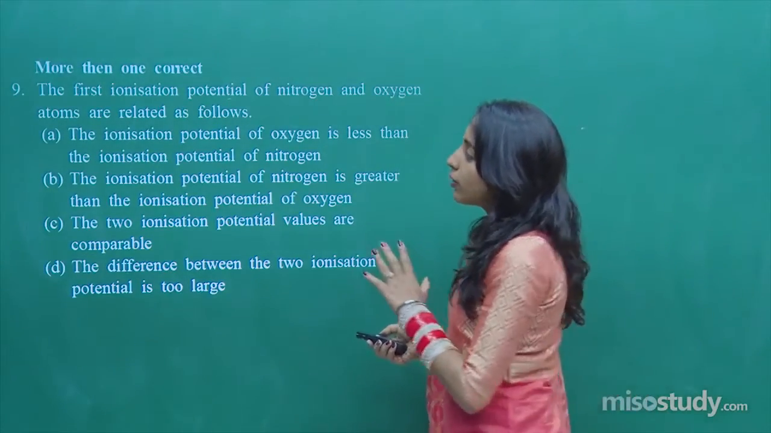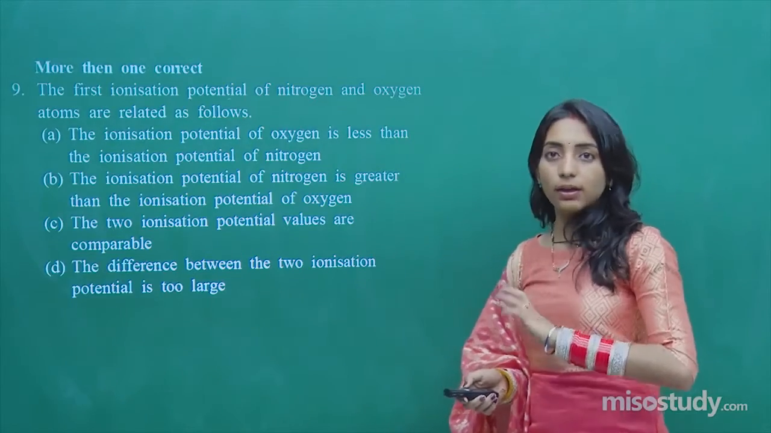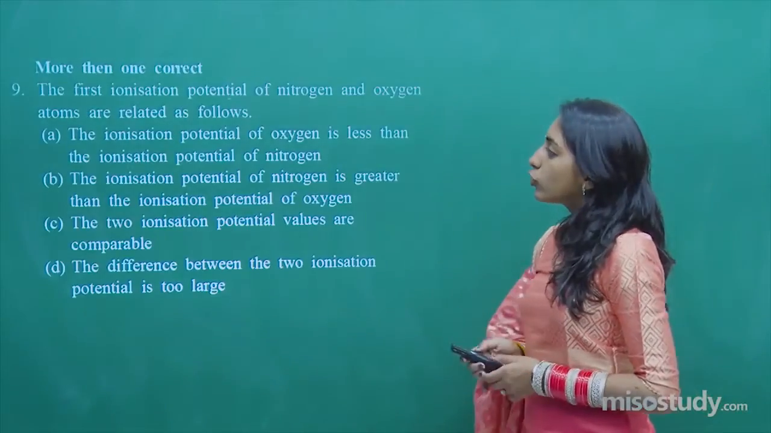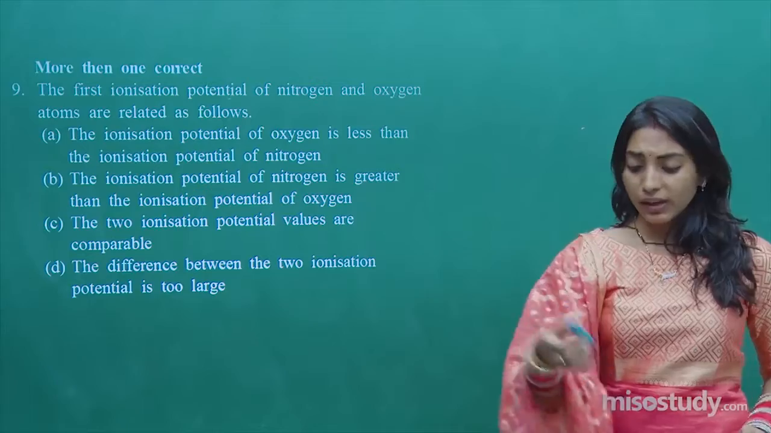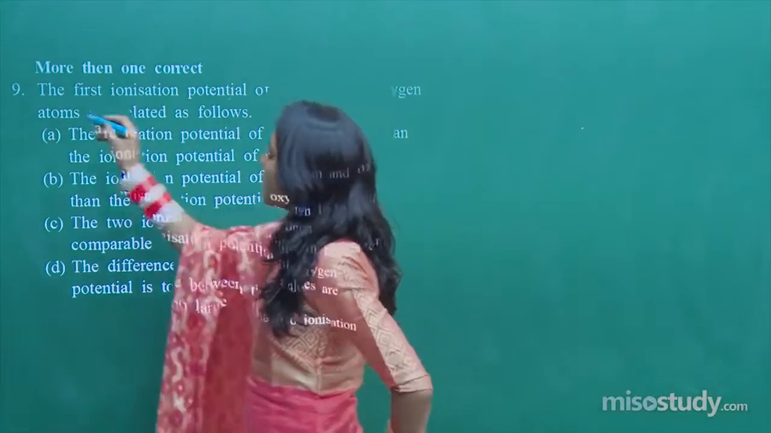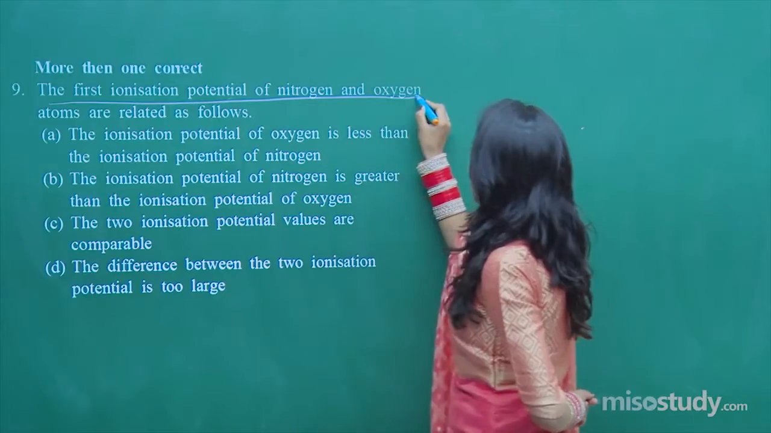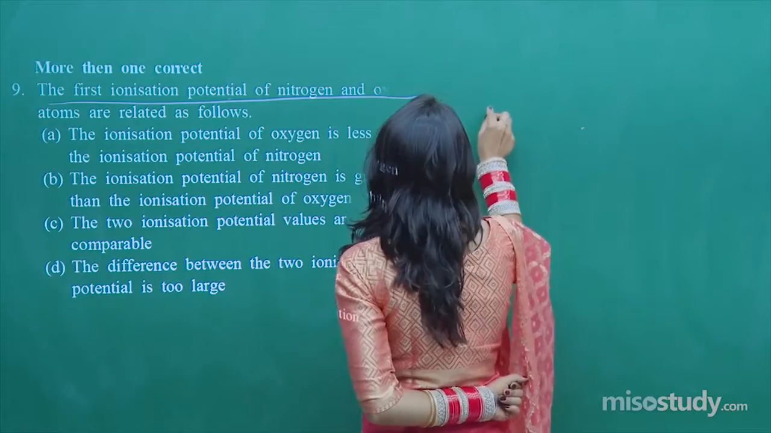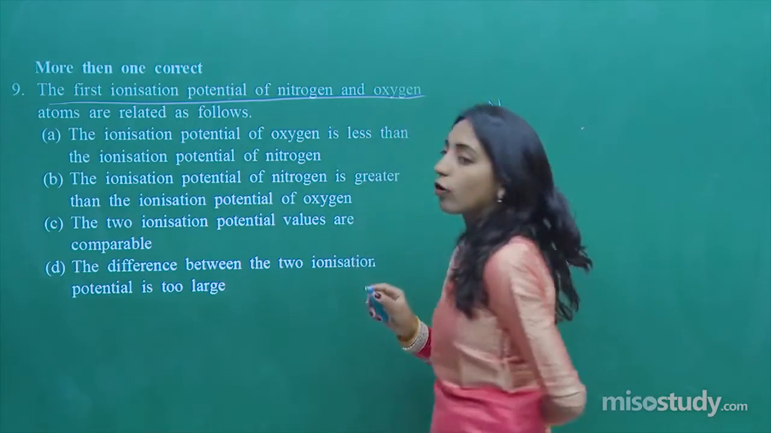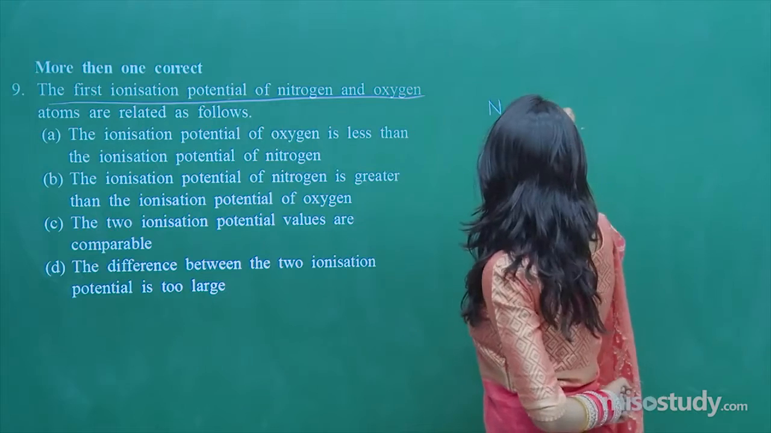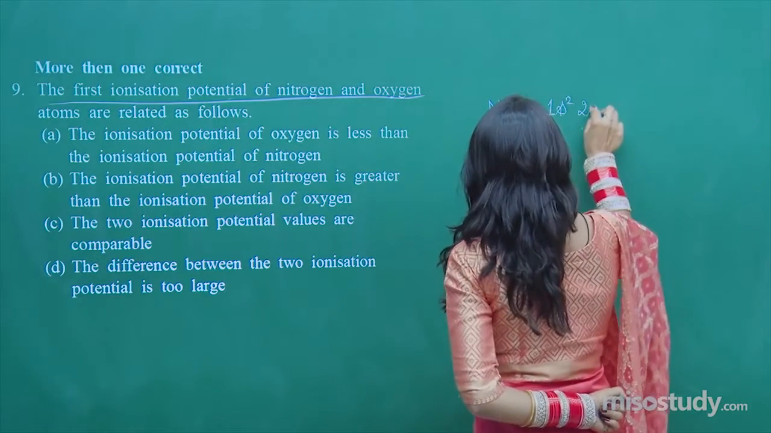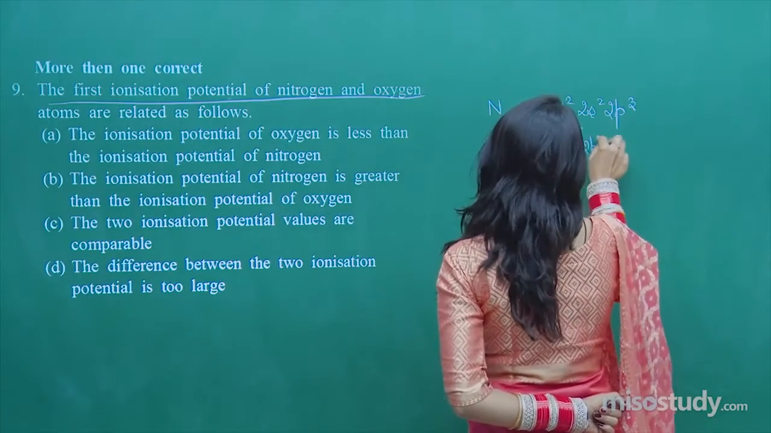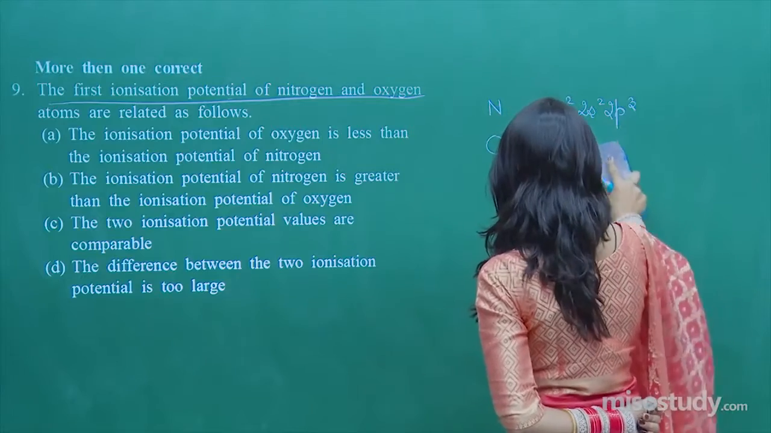Okay, so see, you have more than one correct answer for this particular question, as well as for question number 10 also. So let's read out the question. The question says, the first ionization potentials of nitrogen and oxygen atoms are related. So you just have to talk about the ionization potential of nitrogen and oxygen. Let me first start by writing the electronic configuration. Nitrogen is 1s2, 2s2, 2p3. Oxygen is 1s2, 2s2, 2p4.